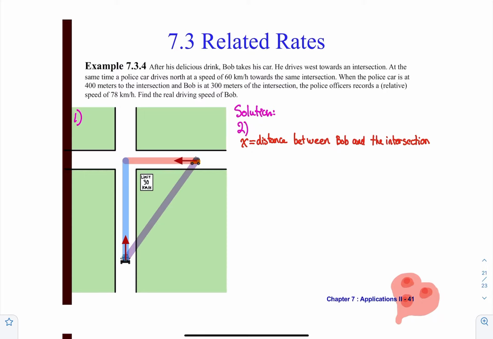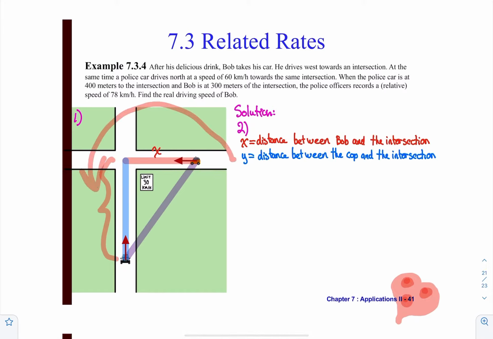So I'm in my step 2 here. On my picture, x would be right here, highlighted in red here. I will call the distance between the cop and the intersection, because that distance is vertical, I'm going to use y for that variable. So here, let's call y the distance between the cop and the intersection. You can see the y is the distance that I've already highlighted in blue.